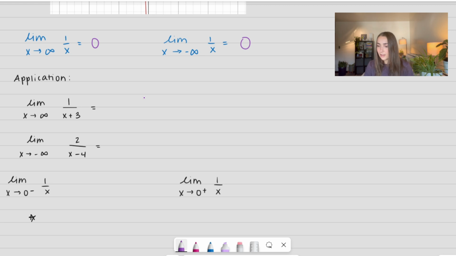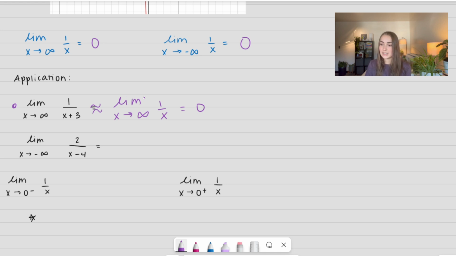First off, we have the limit as x goes to infinity of 1 over x plus 3. When x goes to infinity, it's getting really big. It doesn't matter if we're adding 3 or not. It's not going to make much of a difference when we're at a huge number. So this is very similar, and I'm going to write squiggly lines to the limit as x approaches infinity of 1 over x, which is equal to 0. So I would say this whole limit is just equal to 0.